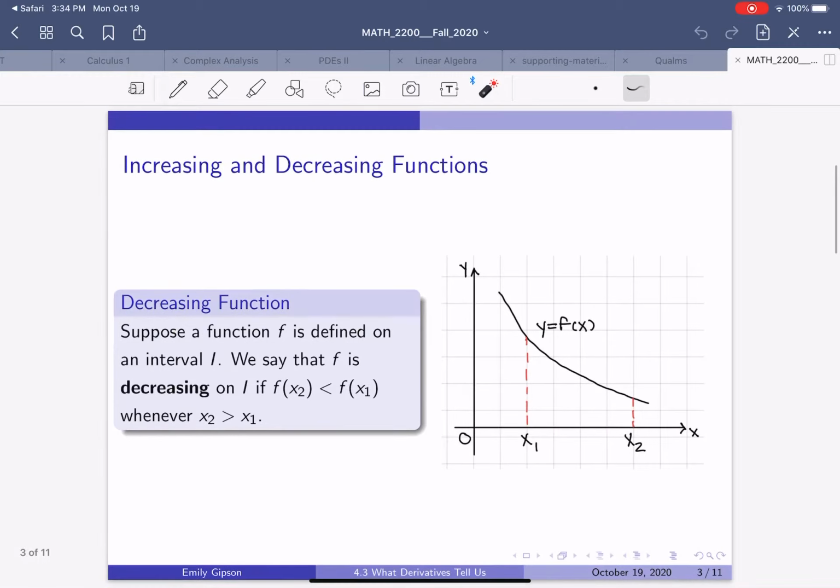So if there's increasing, there better be decreasing. Suppose a function f is defined on an interval I. We say that f is decreasing on I if f of x2 is less than f of x1 whenever x2 is greater than x1. So if I pick x2, maybe it's 5, and I compare it to x1 and 5 is greater than 1, then f evaluated at x2 better be less than f evaluated at x1. And that's how we know we've got a decreasing function. So if the graph of our function goes down towards the x-axis, or if it crosses the x-axis and continues going down towards negative infinity, we say we have a decreasing function.